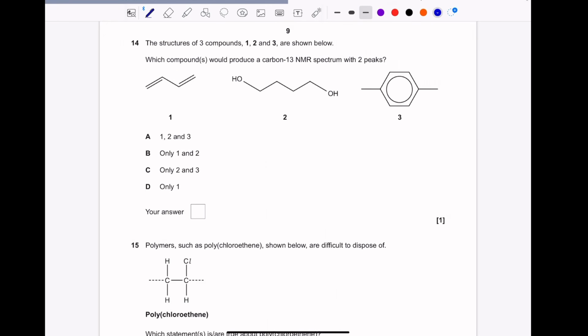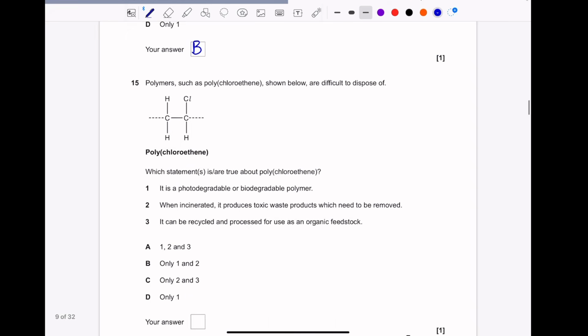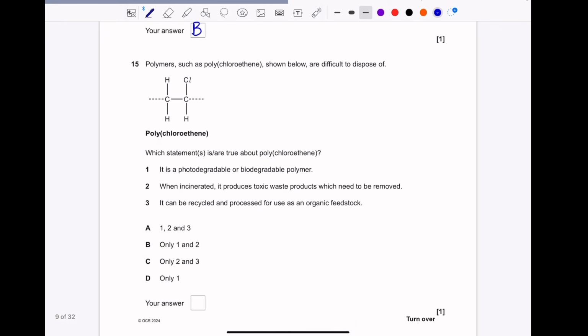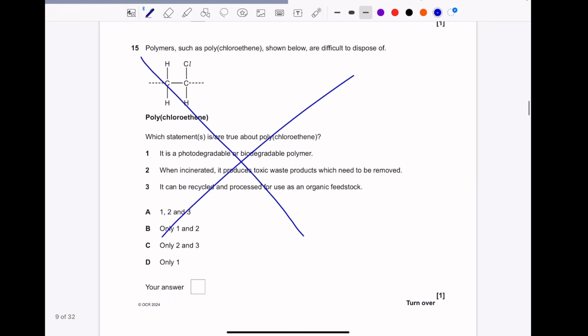Question 14 is the structures of 3 compounds, 1, 2, and 3 are shown below. Which compounds would produce the carbon-13 NMR spectrum with 2 peaks? First one has 2 peaks, so that one. Second one also has 2 peaks. Third one has 1, 1, 2, 2. So this one has 3 peaks, so not that one. So the answer is B. Now, for question 15, there was an error in the question, so unfortunately, this was disregarded from the exam.